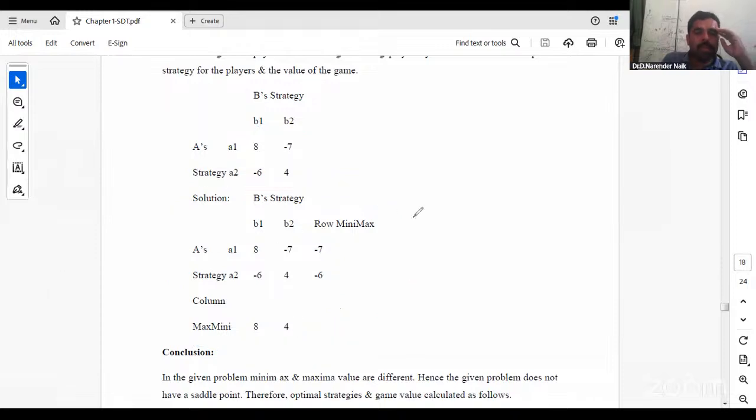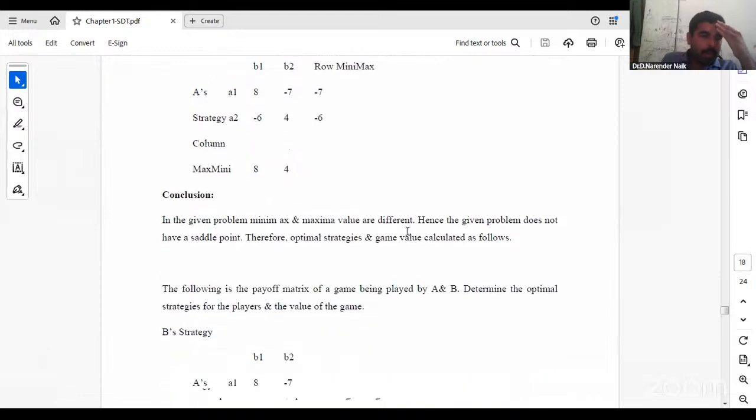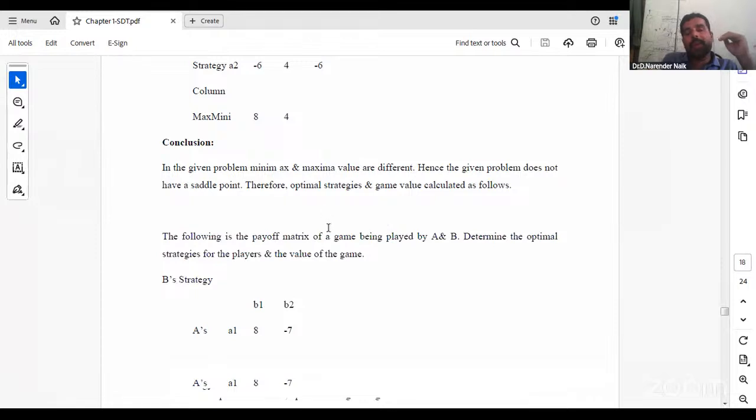First, we have to write the conclusion here. In the given problem, minimax and maximin values are different. Hence, the given problem does not have a saddle point. Therefore, optimal strategies and game value are calculated as follows.